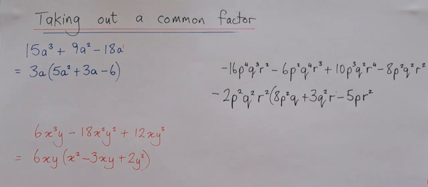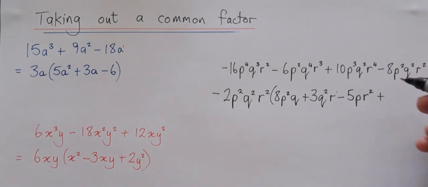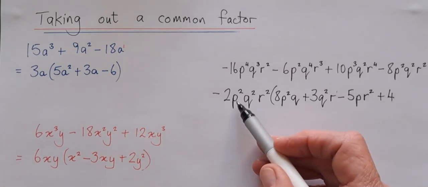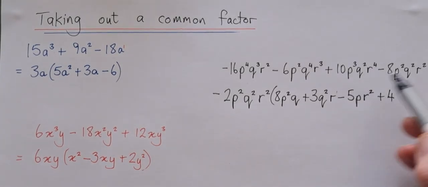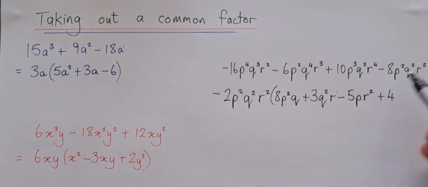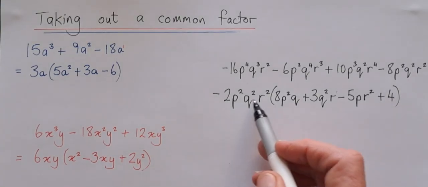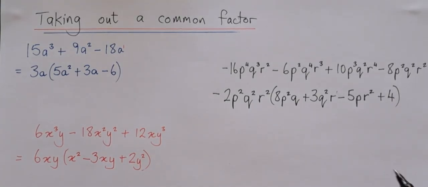And we're into our 4th term, and we need to say negative divided by negative is positive. 8 divided by 2 is 4. P squared divided by p squared, they cancel. Q squared, they cancel. R squared, they cancel. So here I'm left with a constant without any variables. That's fine, because I have taken all of those out as a common factor.